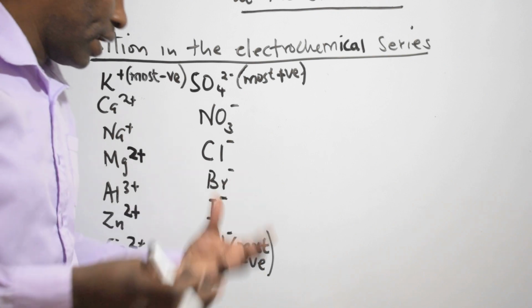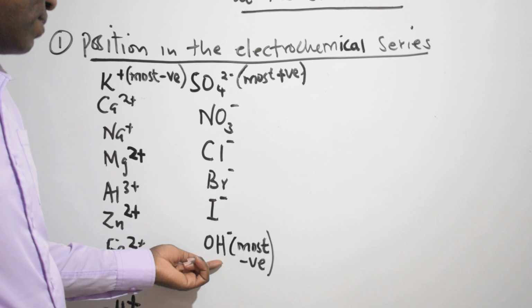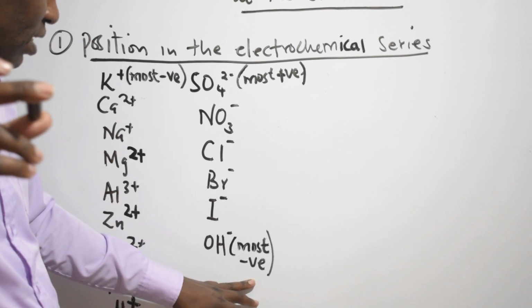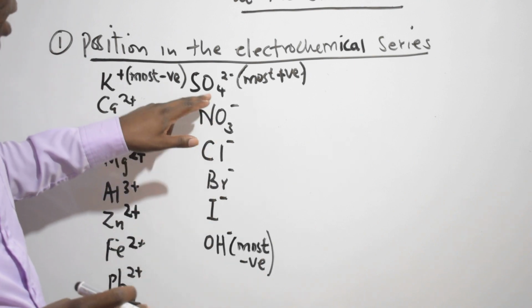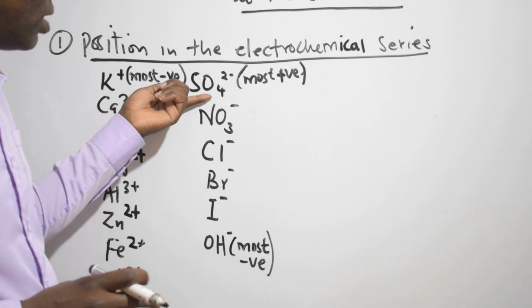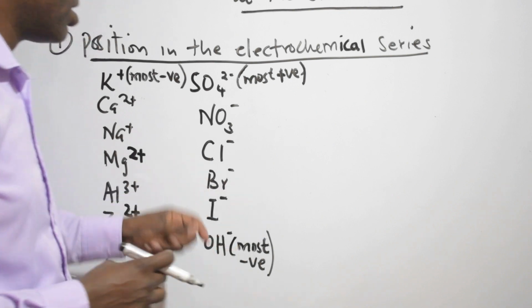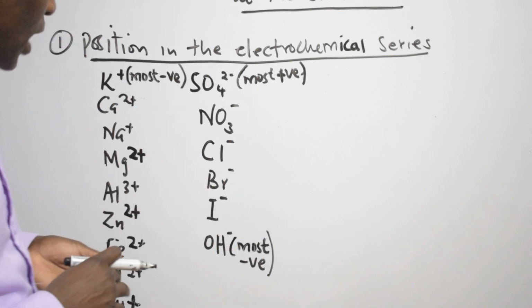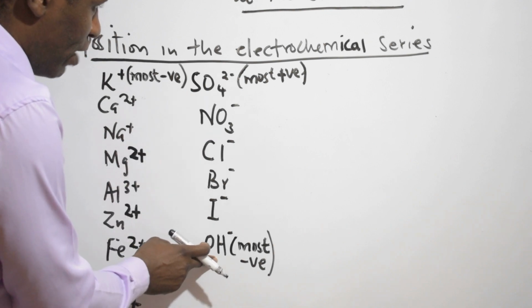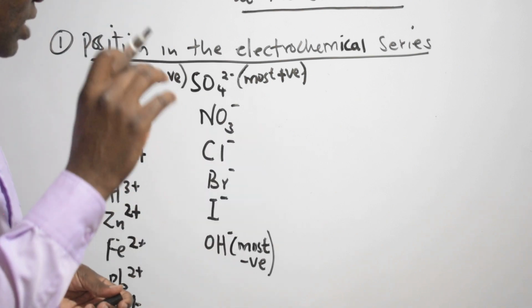And of course, when you talk about the most negative here, it means that hydroxide ions have the highest tendency to lose electrons. And when it comes to the sulfate, which is most positive, this one can easily gain electrons compared to the others, but it is difficult for it to lose electrons relative to hydroxide ions. Now, let us put this factor in place and see what we're talking about.